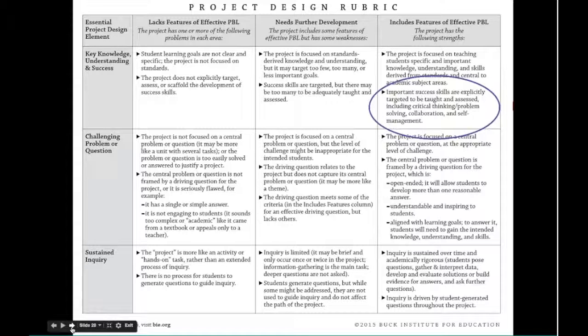Students have the key knowledge, understanding, and success. Important success skills are explicitly targeted to be taught and assessed, including critical thinking, problem solving, collaboration, and self-management. Collaboration is a skill that must be taught and must be assessed. Tasks should be facilitated in a way that students will collaborate and be assessed: they will self-assess, they will peer assess, and they will also have the teacher assessment part.